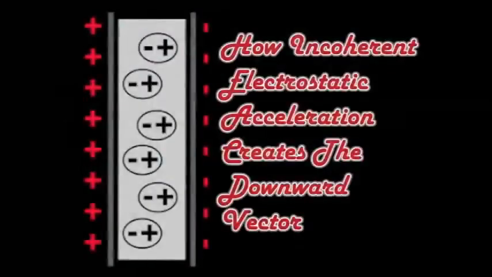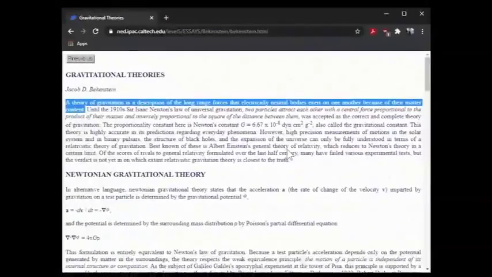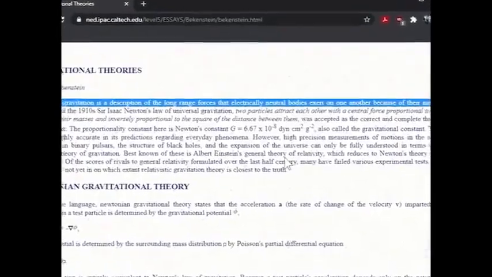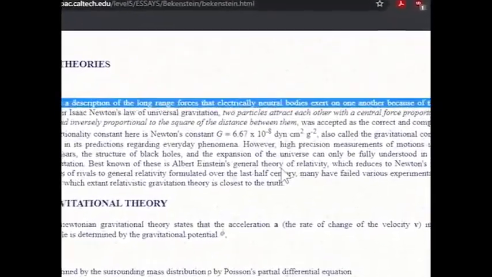In this video, we will be explaining how incoherent electrostatic acceleration creates the downward vector. Gravitation, a word which many do not comprehend, is a theory that was created to explain the paths of the luminaries above and what keeps them in orbit around other bodies, including our Earth.